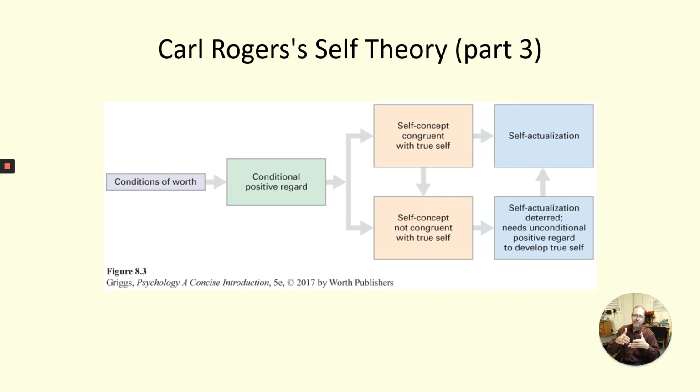But what happens if that self-concept is not congruent with the true self? What happens if there's this sense of, this is who I should be, but this is who I am? Then self-actualization is deterred. We could say deferred as well. It needs unconditional positive regard to develop the true self. In other words, the conditional positive regard hasn't worked, and so you need unconditional positive regard to develop the true self. So you'll live within this conflict.